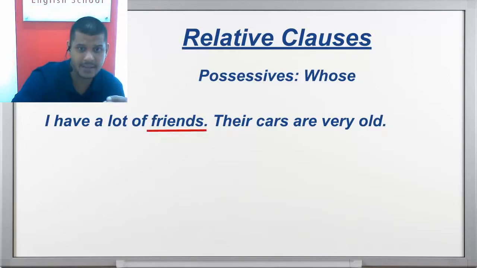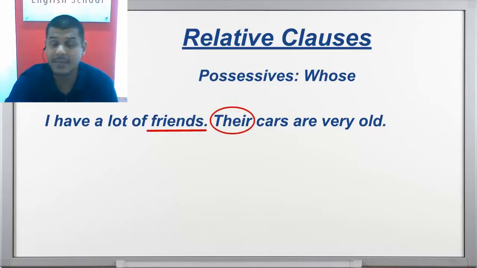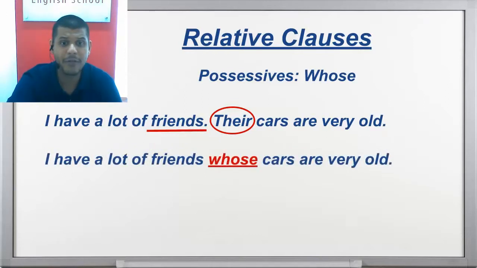I have friends, right? And I have the possessive adjective there. It makes reference to my friends. So to connect them, I go like this: I have a lot of friends whose cars are very old. You see? I just connect them.